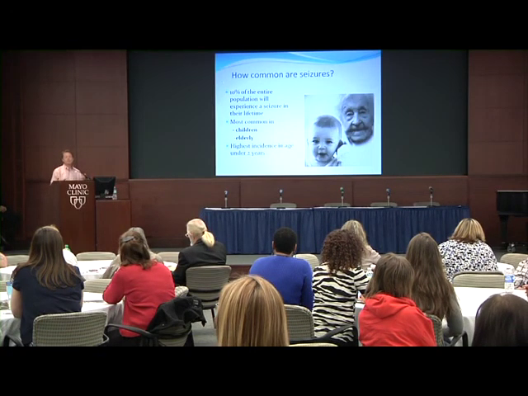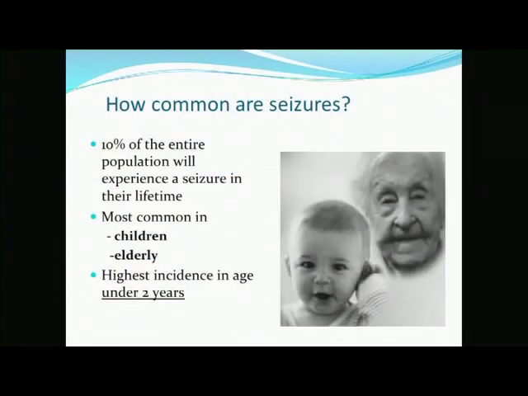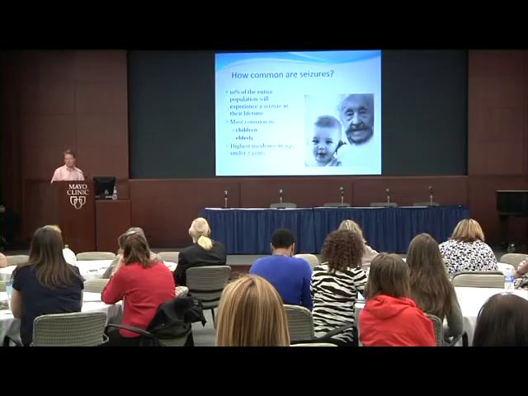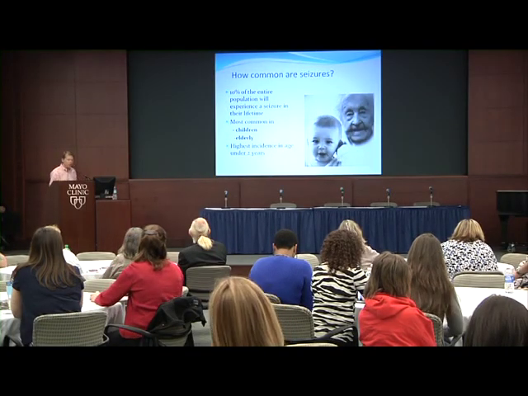How common are seizures? And this is interesting. 10% of the population at some point in their life will have a seizure. It's most common in young children and in the elderly. And the highest incidence is actually under age 2, probably because of a lot of febrile seizures in that age group. So seizures themselves are common.